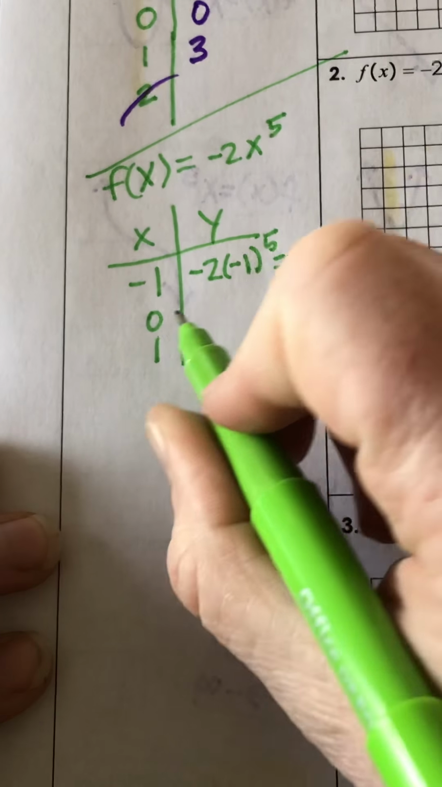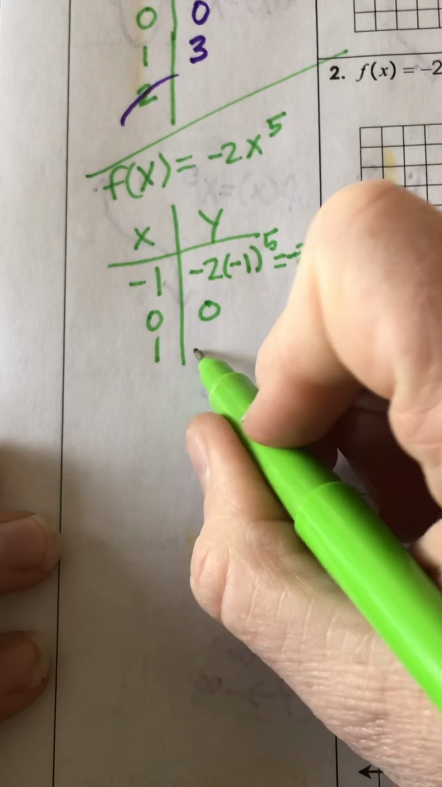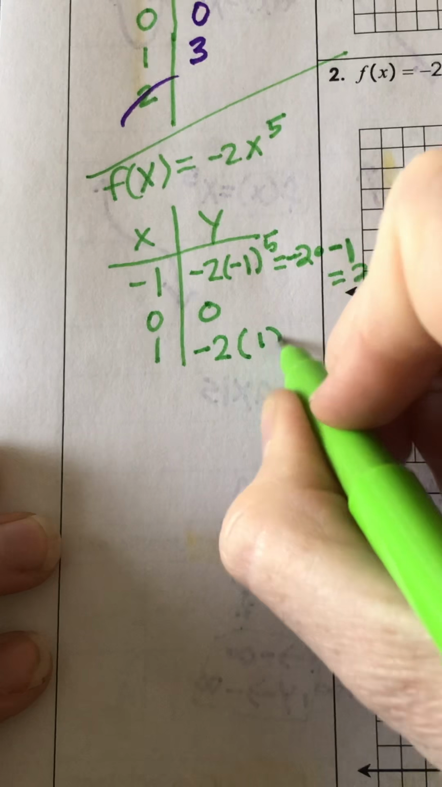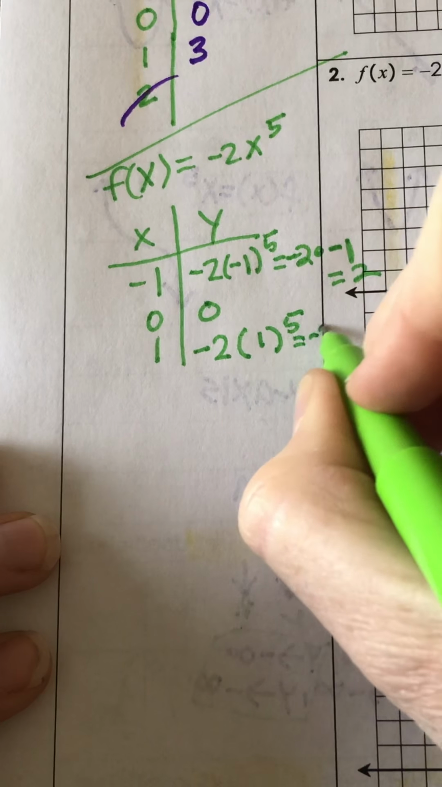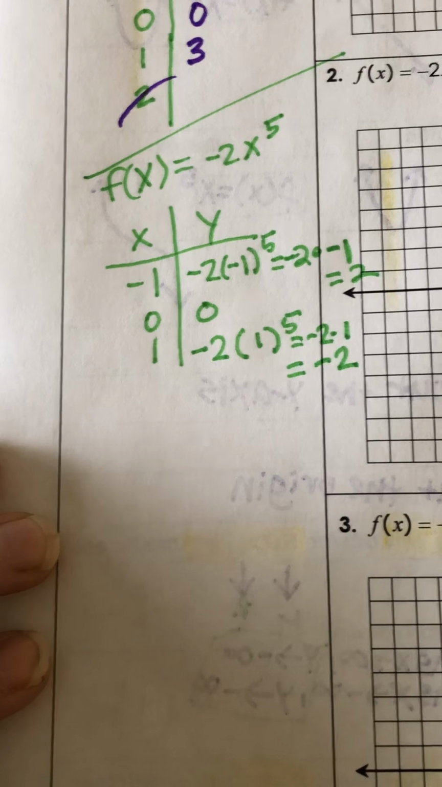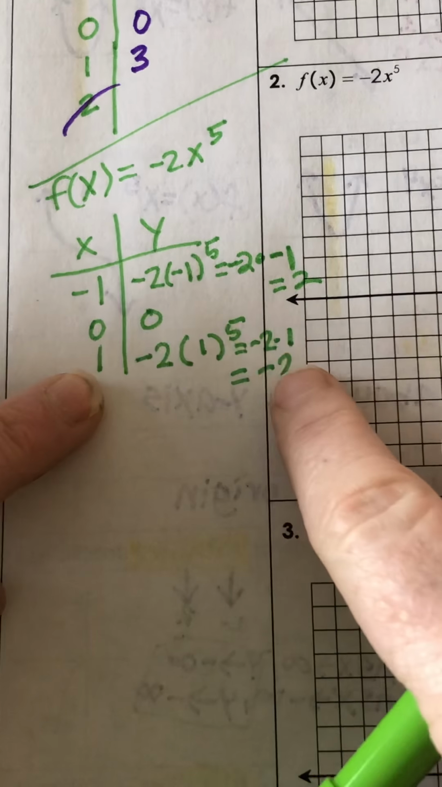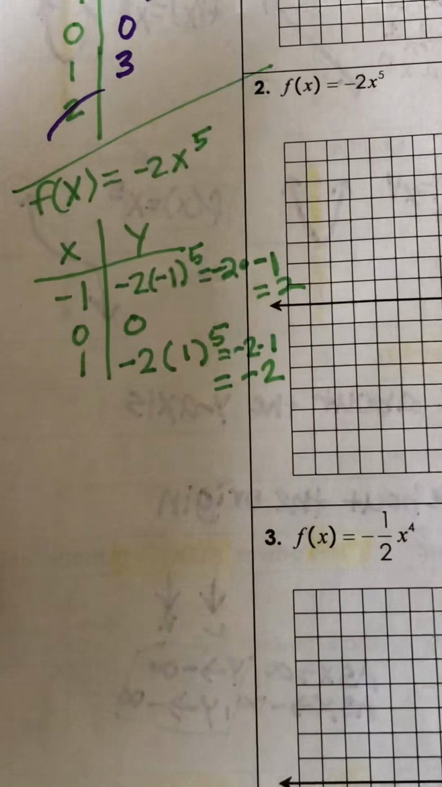Okay, then if I plug in 0, I'm at 0. And if I plug in 1, -2 times 1 to the 5th is -2 times +1, -2. All right, so I have those 3 points to put together.